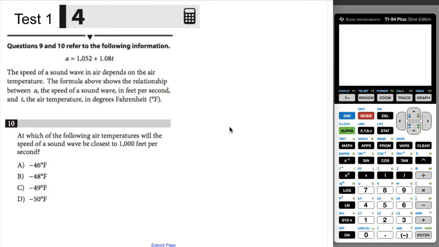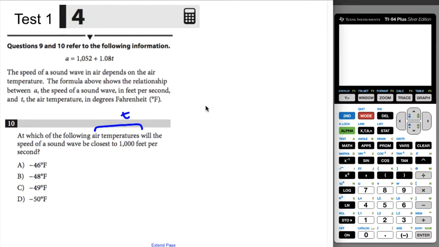All right, this is SAT Prep. We're doing test 1, section 4, and this is question 10. So we're using the same setup that we used in question 9 a second ago. Given this setup, at which of the following air temperatures, so we're given an air temperature, T, at which T will the sound wave be closest to 1,000 feet per second?